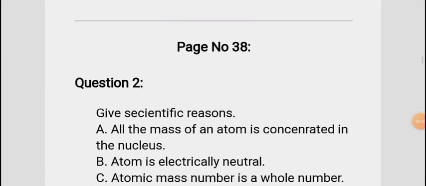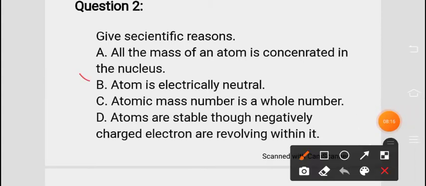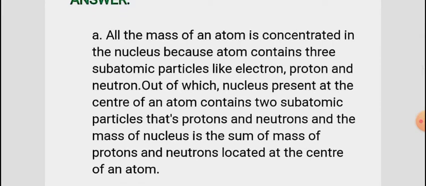Now next is question number 2. Give scientific reasons. In that, the very first question is: all the mass of an atom is concentrated in the nucleus. The answer for the same is this.